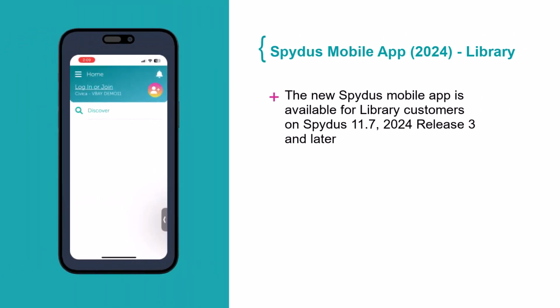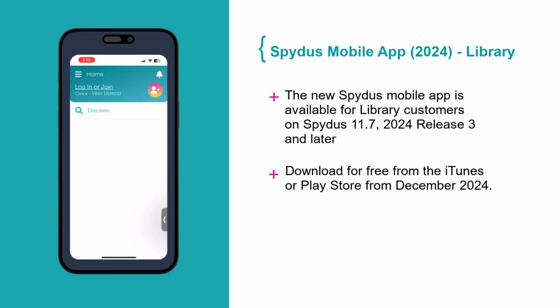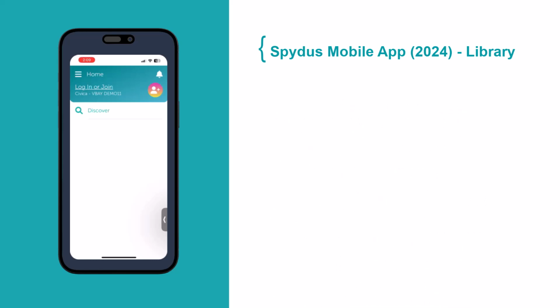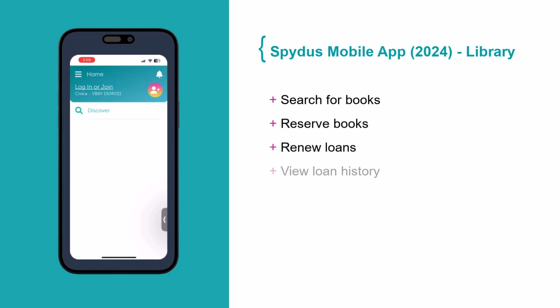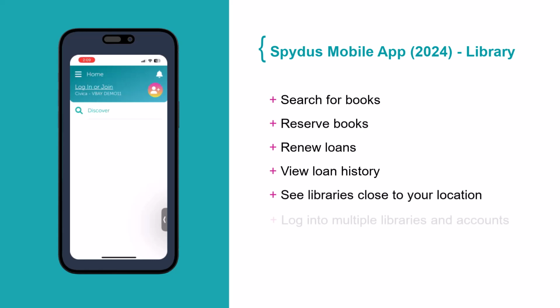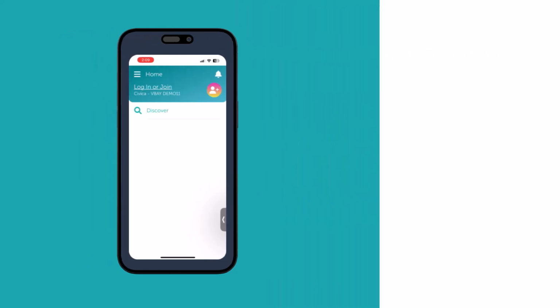The new Spydus mobile app is available for library customers on Spydus 11.7, 2024 Release 3 and later, to download for free from the iTunes or Play Store from December 2024. As well as allowing borrowers to search for and reserve books, renew loans, and view their loan history, the new app will allow them to view a list of libraries closest to their current location and log into multiple libraries and accounts at the same time.